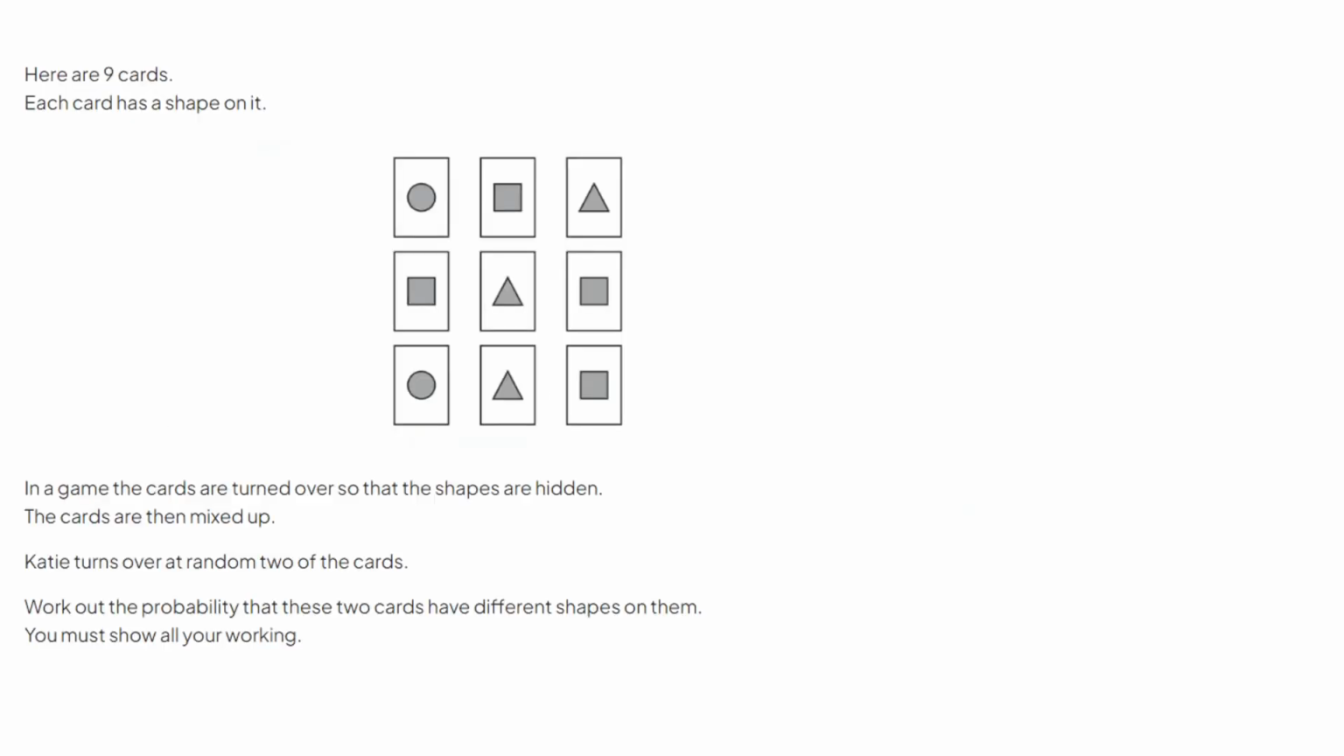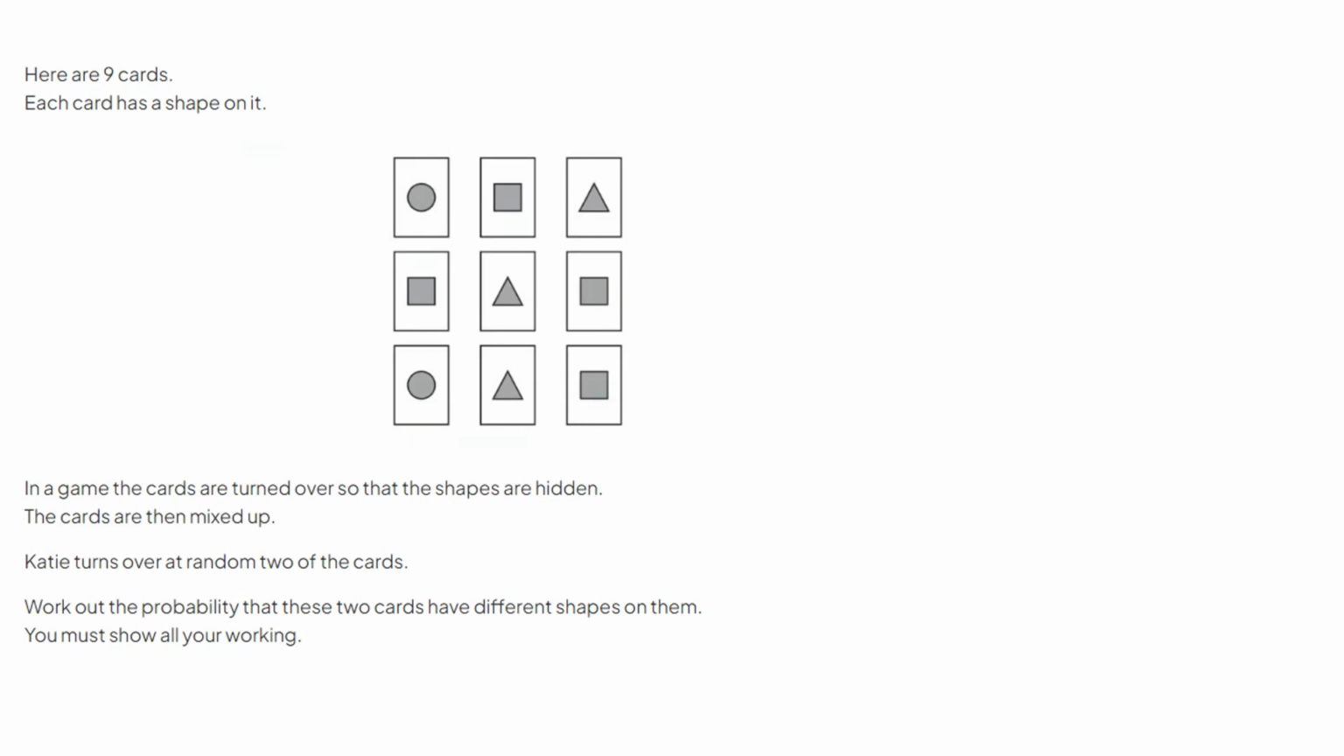Now let's look at how we use it in practice. Here there are 9 cards, each has a shape on it. In a game, the cards are turned over so that the shapes are hidden. The cards are then mixed up. Katie turns over 2 cards at random, so work out the probability that they have different shapes on them.